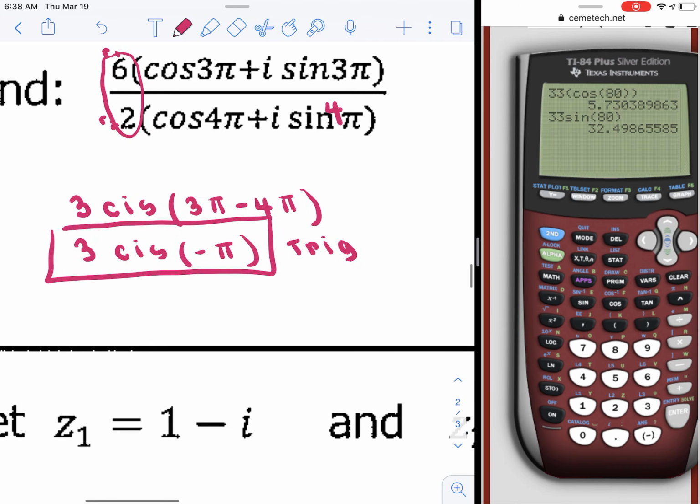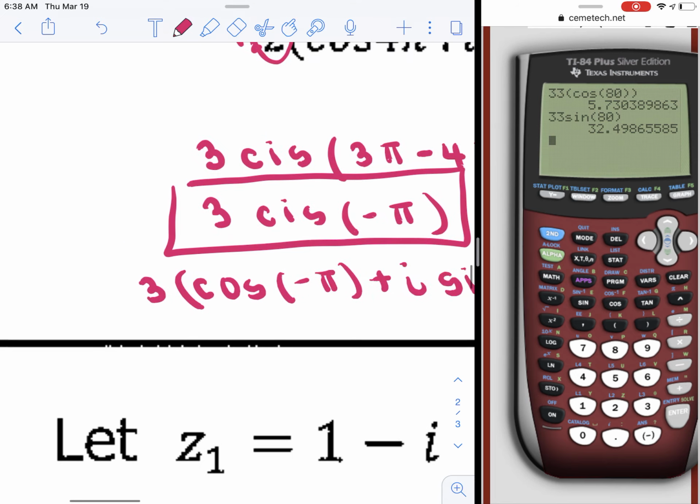But if they said standard form, actually this one's nice. We wouldn't have to use our calculator. You can rewrite this as 3 cosine the opposite of pi plus i sine the opposite of pi. And then from there, we can use our unit circle. So if you think about the opposite of pi, we're talking about over here. So this would be -1, 0.